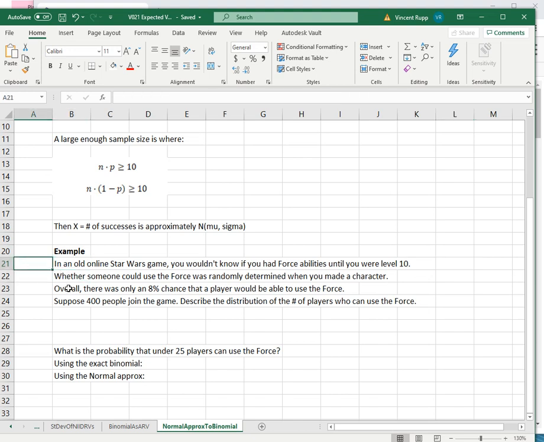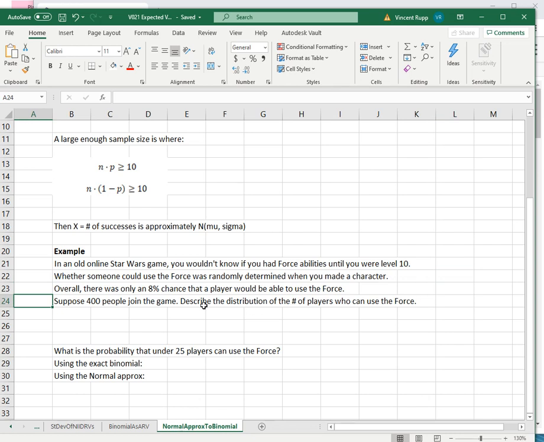But whether you could use the Force or not wasn't something you controlled. It was just determined randomly when you made a character. You would have to play the game for dozens of hours and hopefully get committed and enjoy your character before you found that out. But overall, let's say there was only an 8% chance that a player would be able to use the Force, randomly determined when you started. So suppose 400 people joined the game.